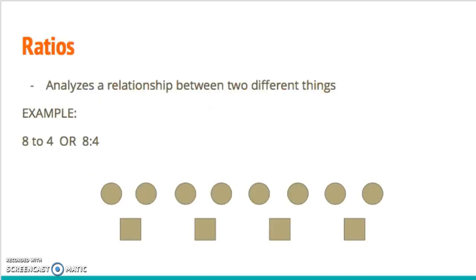Starting with ratios. A ratio analyzes a relationship between two different things. So a quick example of that is in this picture we have circles and squares. So a ratio is 8 to 4, or 8, you can use that colon, the two dots, and it still is read 8 to 4, even though you don't have that word in between. So we're looking at 8 circles to 4 squares.